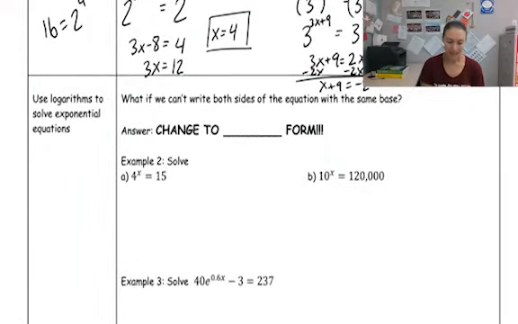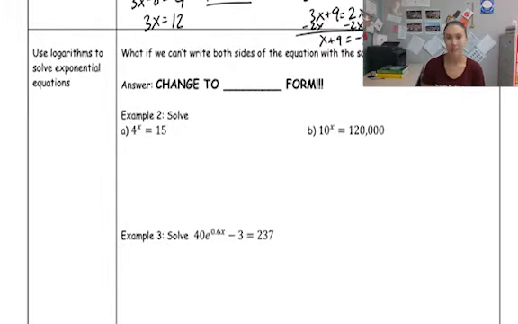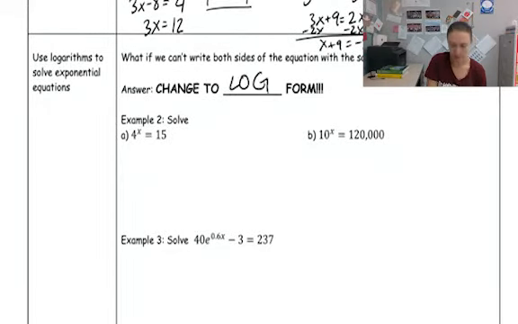Now, what if we can't write both sides of the equation with the same base? For example, 4 to the x equals 15. 4 is a power of 2, but 15 isn't. So how do we do this? We're going to change to log form. And if you're not sure how to go between exponential and log form, you want to go back and watch one of my previous lessons, which, if I'm not mistaken, was lesson 4.3. Let me look at my notes here. I think, or 4.2, lesson 4.2.